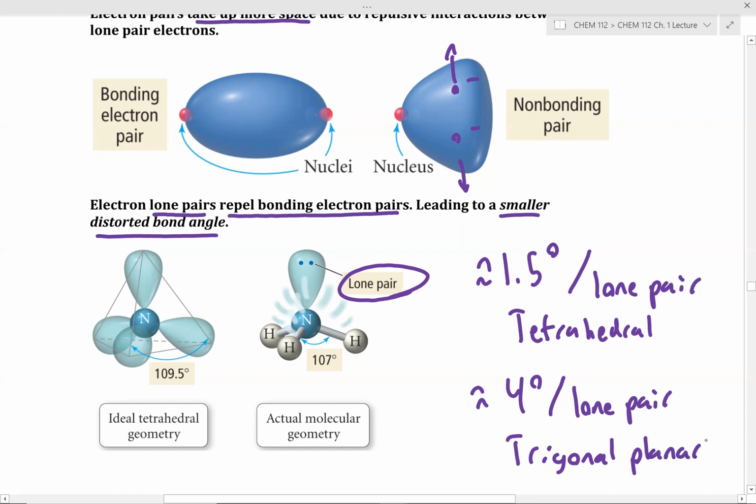You don't need to know the exact bond angles for each of these molecular geometries, but what I do want you to appreciate is if you see a bond angle that does not match our ideal geometry, you should be able to explain why. Does that make sense? Okay. Any questions on this scheme?